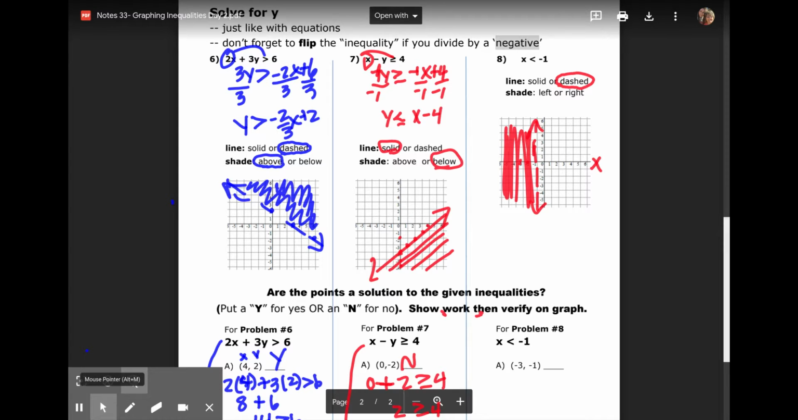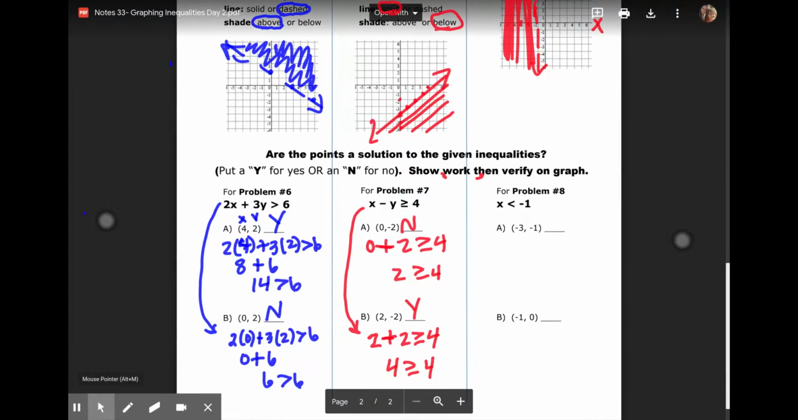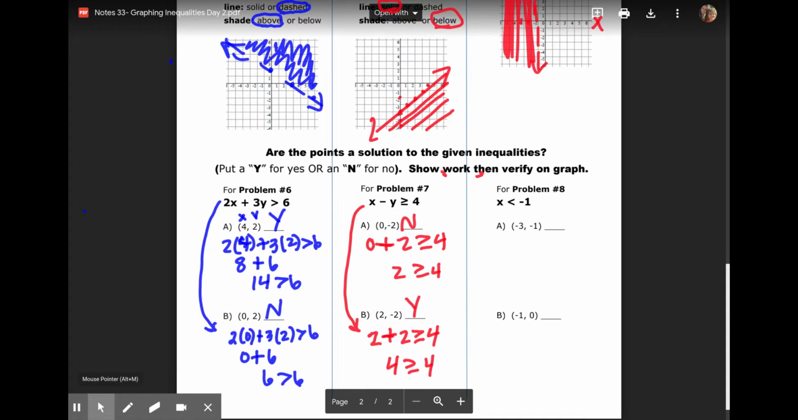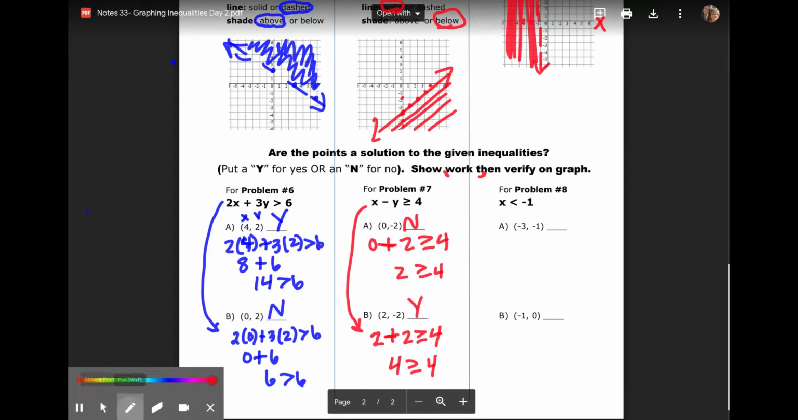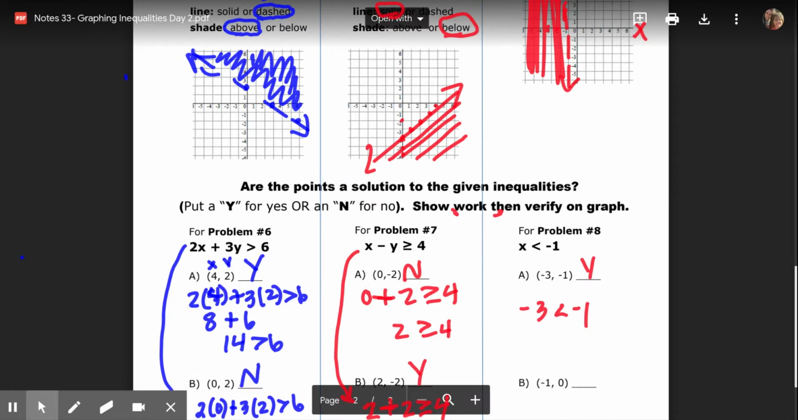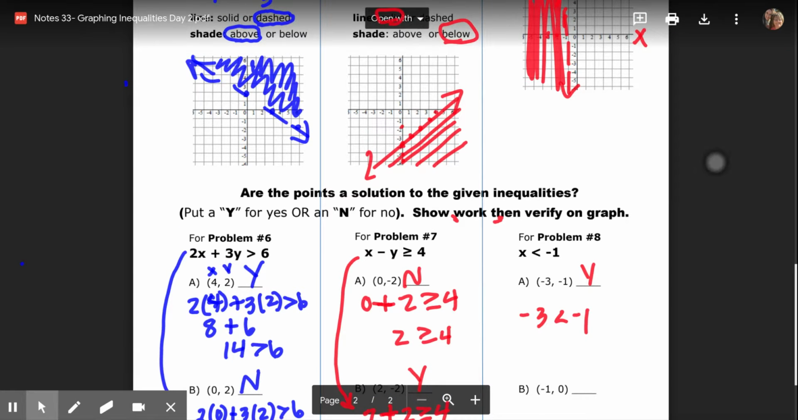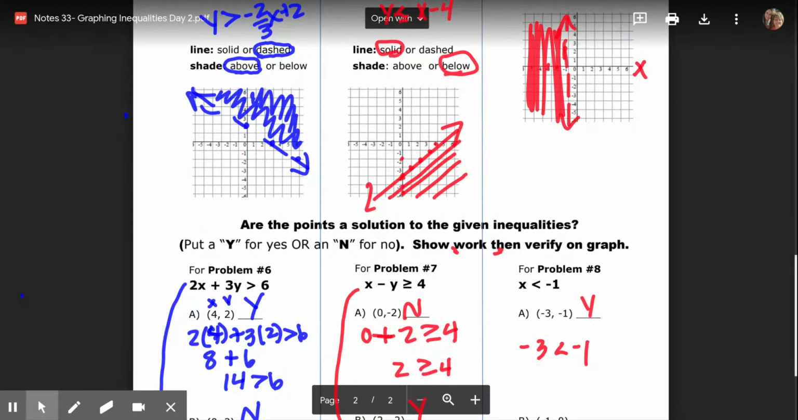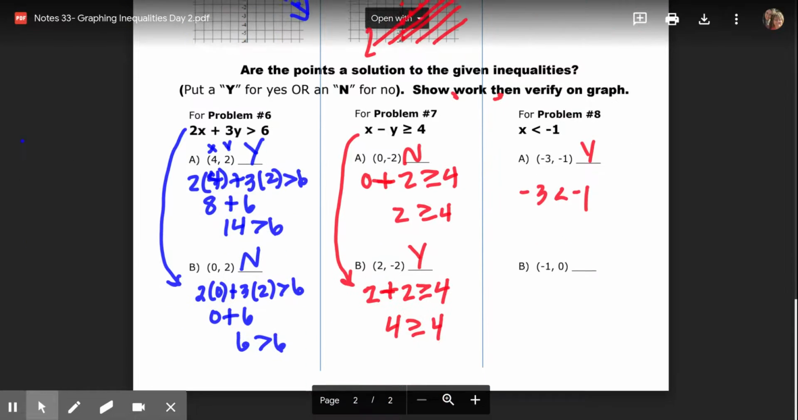All right, so let's go down below and see what ordered pairs they want us to look at. So (negative 3, negative 1): we're not even going to use the y value because we don't have any y's in it. So is negative 3 less than negative 1? Yes, it is. So let's go down here and take a look at (negative 3, negative 1). If we go left 3, down 1, it is in the shaded area.